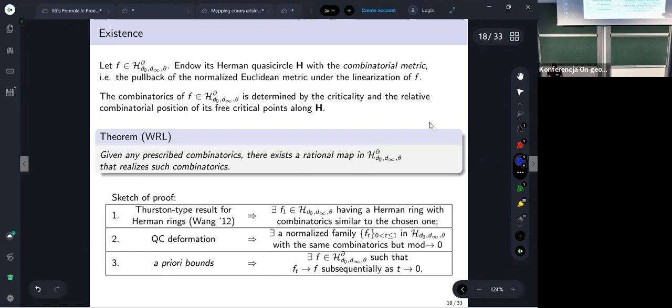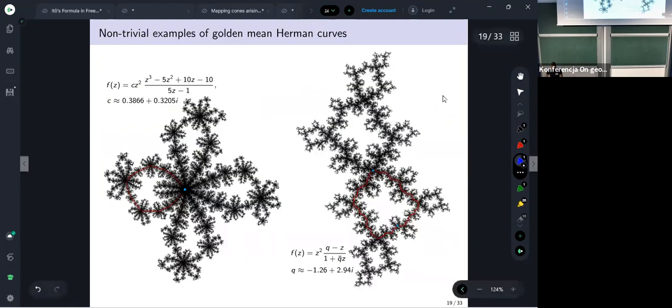So this theorem also guarantees the existence of any combinatorial data that does not carry the symmetry in the critical profile of Blaschke products, right? So I can produce lots of examples of non-trivial Herman rings. I have 2 examples over here. If people are falling asleep, hopefully you are more excited by pictures.